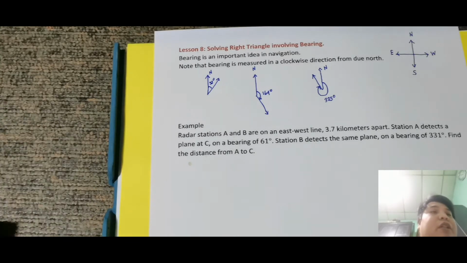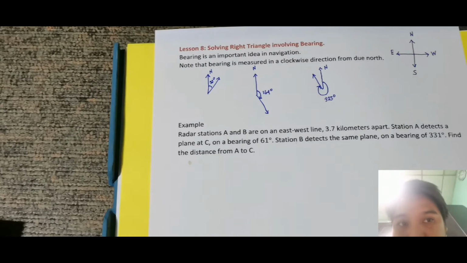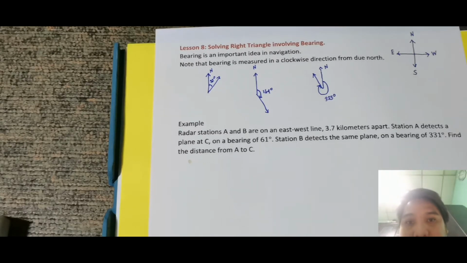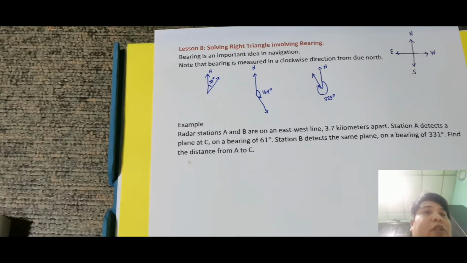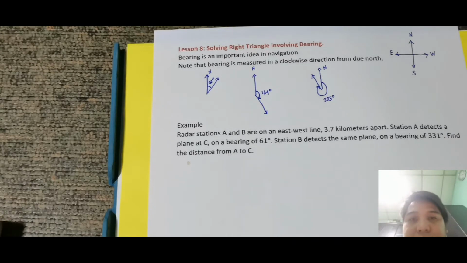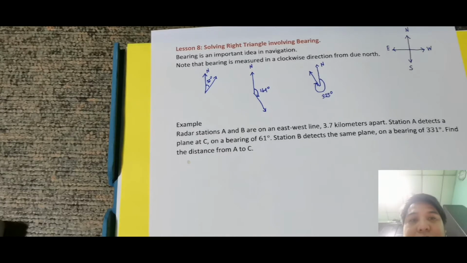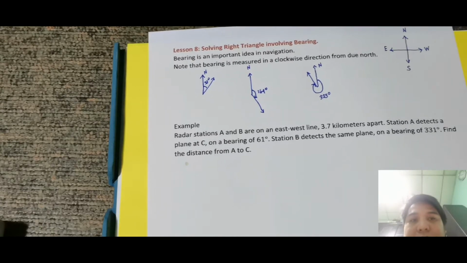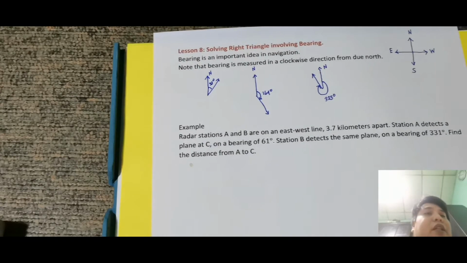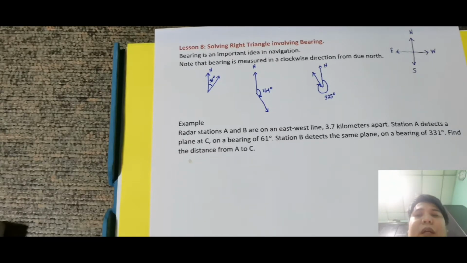Ngayon next, station A detects a plane at sea. Mayroon daw plane doon, a plane at sea on a bearing of 61 degrees. Station B detects the same plane on a bearing of 331 degrees. Find the distance from A to C. So paano ba natin gagawin yan?